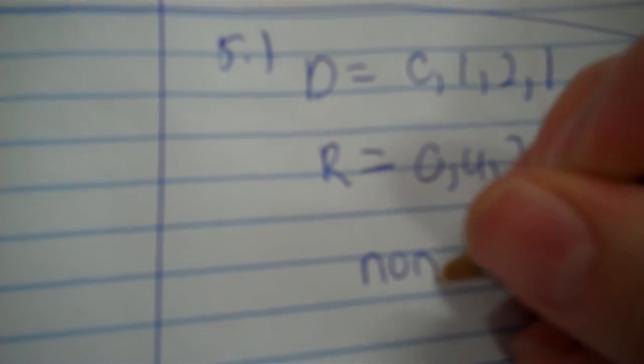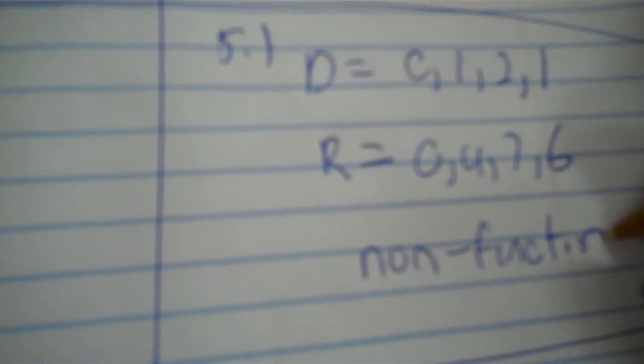Okay, number 5. 5 and 6 are easy. The x's are your domain because you have a coordinate xy, xy, xy, xy. Domain, range. Domain, we have 0, 1, 2, and 1. Range, we have 0, 4, 7, 6. We have repeats right there, so that is a non-function, not a function. Again, it's all about the domain. Range doesn't really mean anything as far as determining whether it's a function or not.